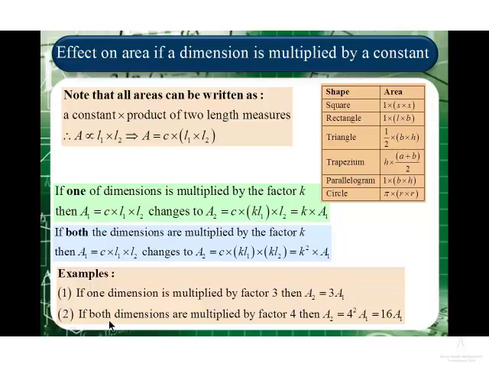In the second case, if both dimensions are, for example, multiplied by the factor 4, then the area A2 will be 4 squared times the area A1. In other words, 16 times the area A1 in such a case.